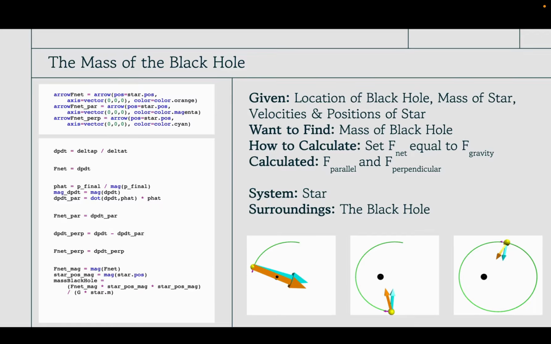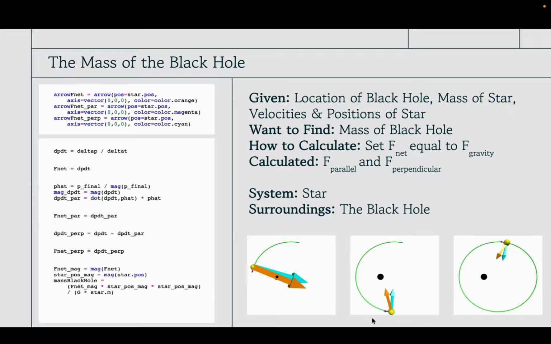So in this first simulation, we were given the location of a black hole, which was just the origin, the mass of the star, and velocities and positions of the star at many different time points. And then we wanted to find the mass of the black hole. So we did this by setting force net equal to force gravity, and we also calculated the parallel and perpendicular components of the net force at each point in time.